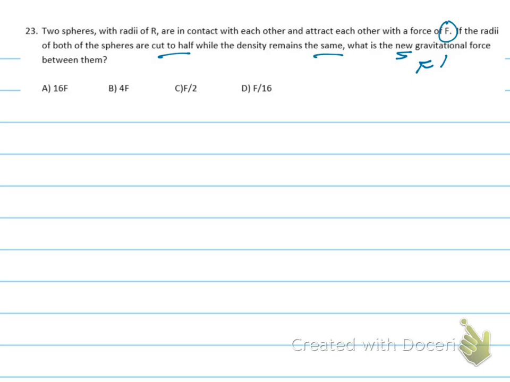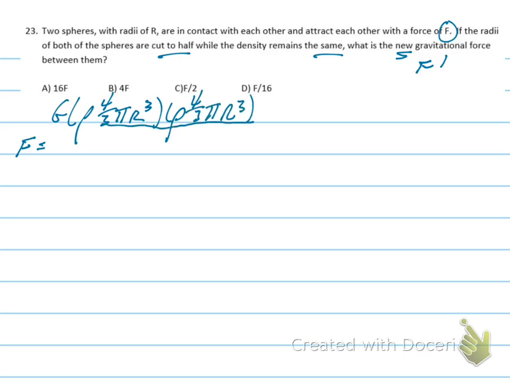So let's take a look at the original gravitational force. So force equals big G times the mass of the first one, which is rho 4/3 pi r cubed, times the mass of the second, all over r plus r quantity squared.